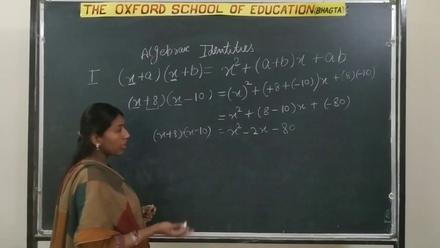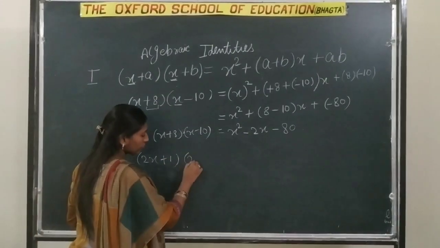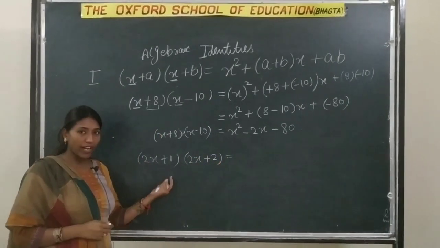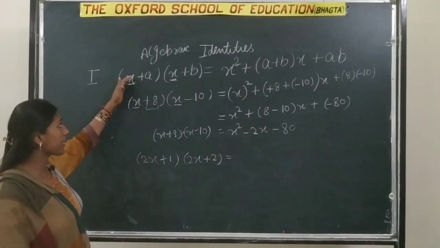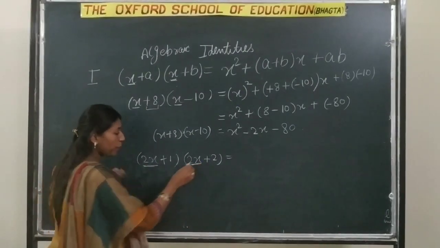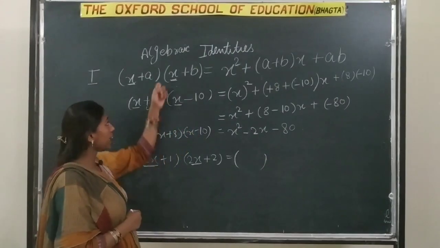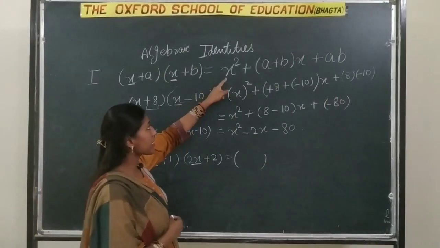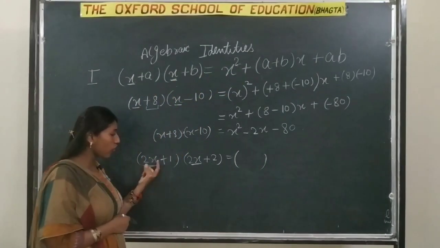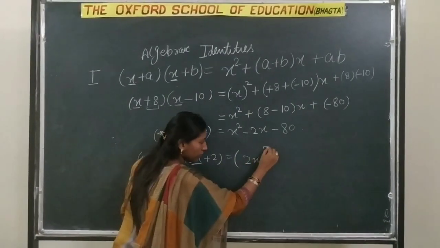Let us take another question. Suppose you are given (2x + 1)(2x + 2). You can apply this identity to this question also. So here the first term in both brackets is the same. So how will you apply this identity? This identity says the square of the first equal term. So here the equal term is 2x. So you will write (2x)².